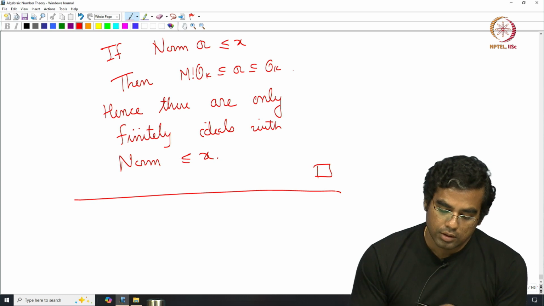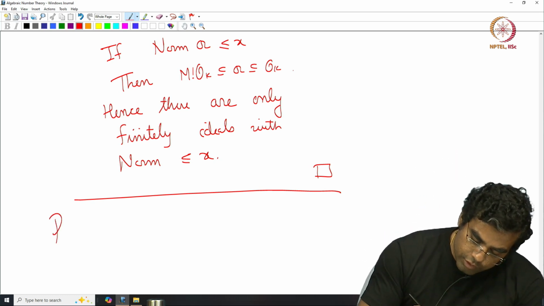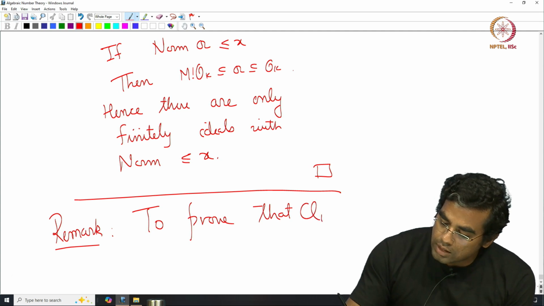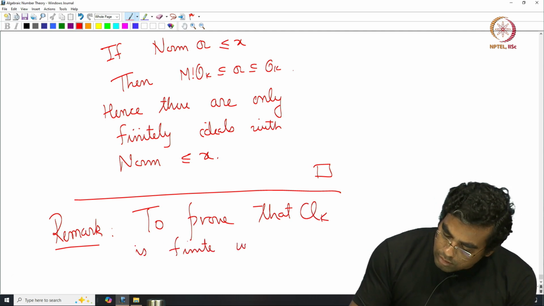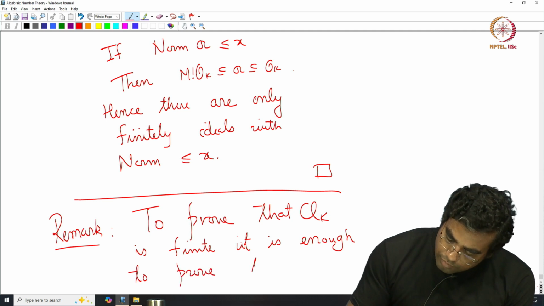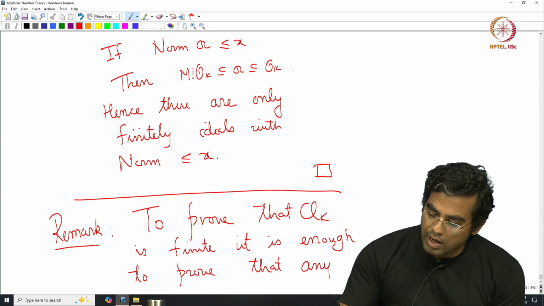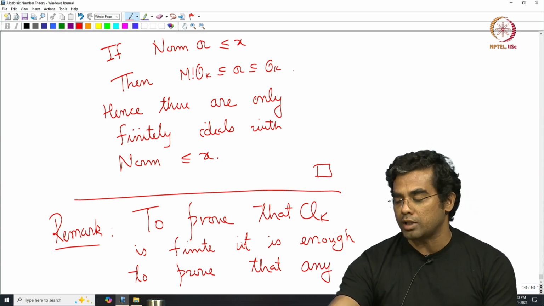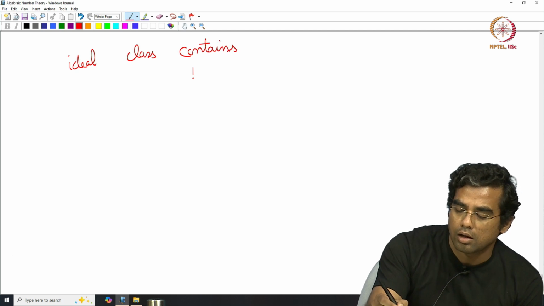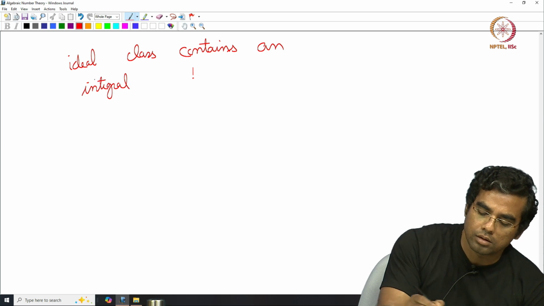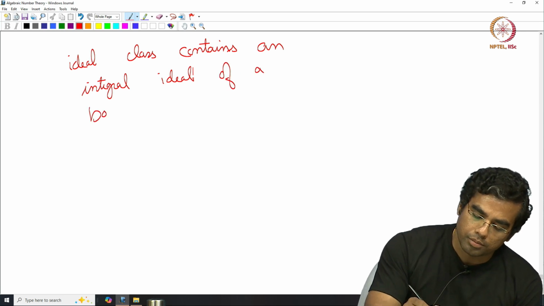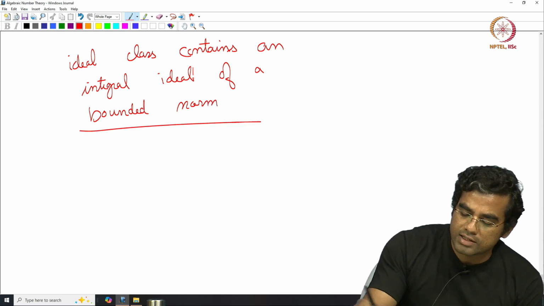Okay. All right. So, going to the proof of the theorem, let me write it as a remark. To prove that CL K is finite, it is enough to prove that any ideal class contains an integral ideal of a bounded norm. So, that is going to be our strategy.